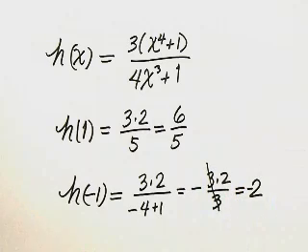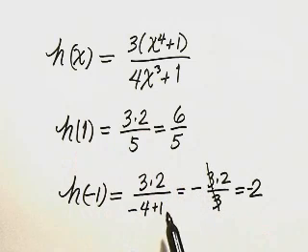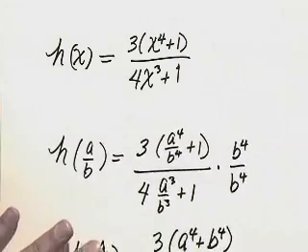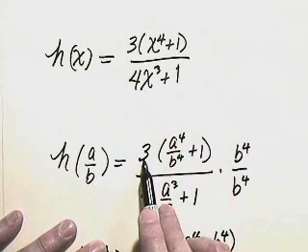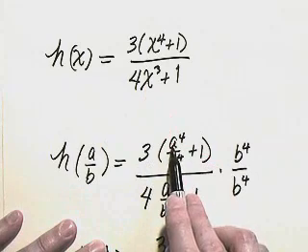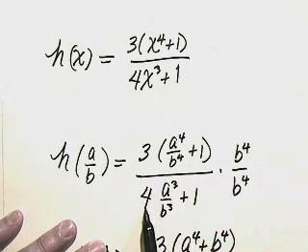Now, in general, you'll notice that if we're doing these by hand, we're going to be getting fractions. We're putting in fractions and computing fractions. And so what's useful to do is to actually write h of x in terms of what happens with a fraction a over b. So here's what that will look like. Notice if I take x and replace it everywhere by a over b, I have 3 times the quantity a over b to the fourth, which is of course a to the fourth over b to the fourth plus 1, divided by 4 times the quantity a cubed over b cubed plus 1.